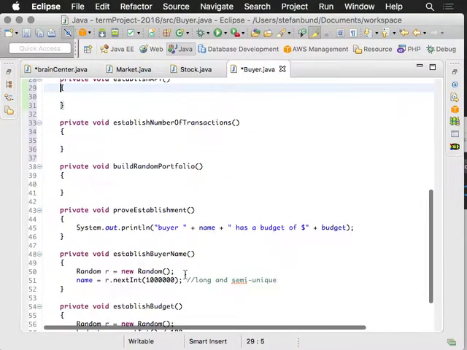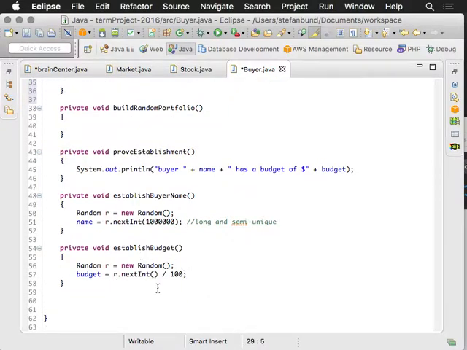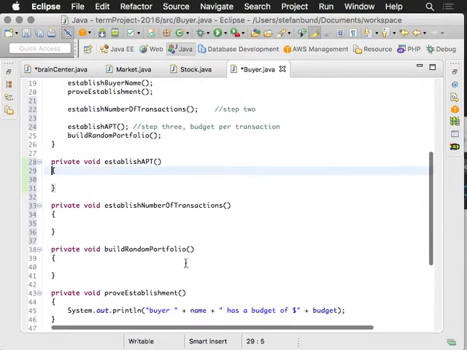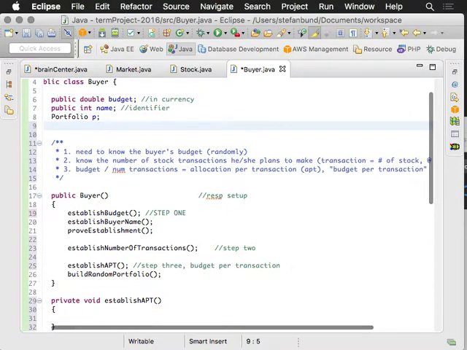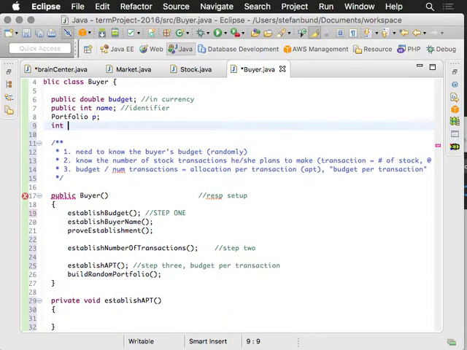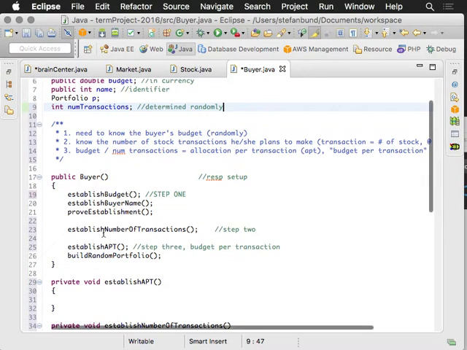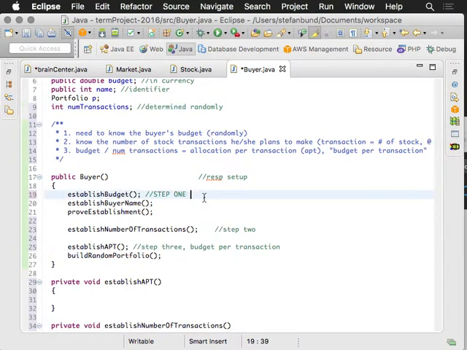So let's say this. First of all, the budget is the first critical statistic. So that should be the budget right there. So we already have a variable called budget. So probably we're going to need to have an integer called the number of transactions, and that's going to be determined randomly. And that's going to be establish number of transactions, establish budget. So we're going to call this good to go.